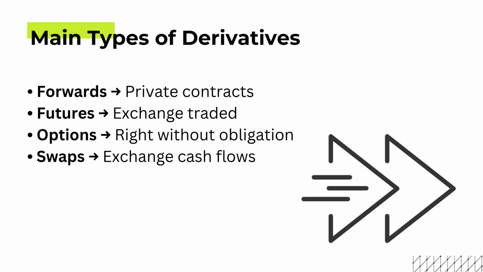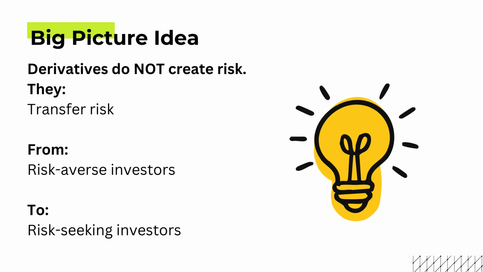Main types of derivatives. There are 4 main types you will study in CFA: forwards, futures, options, swaps. Quick understanding. Forward, private agreement. Futures, exchange-traded forward. Options, right, but not obligation. Swaps, exchange cash flows. Big picture understanding.